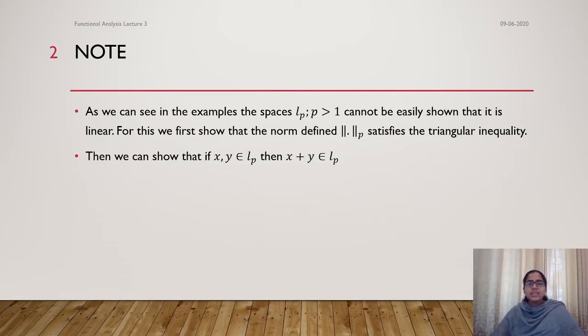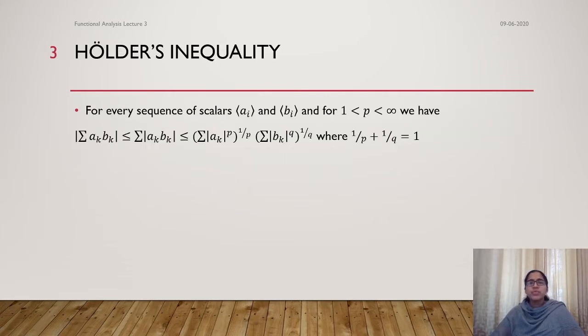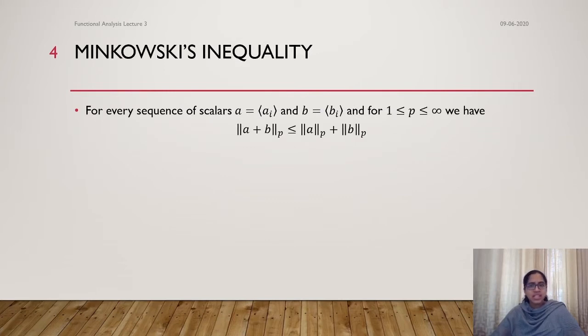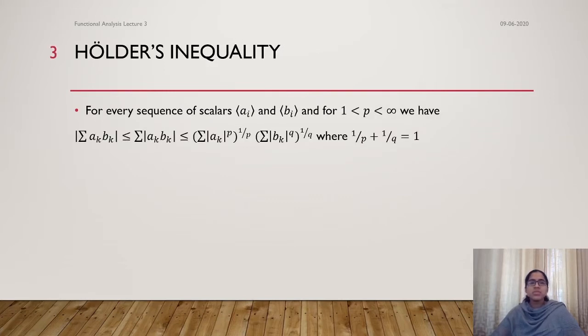Now to prove that this norm satisfies the triangular inequality, we have to first prove two other inequalities. One is Holder's inequality and the other is Minkowski's inequality. So let us try to prove Holder's inequality.